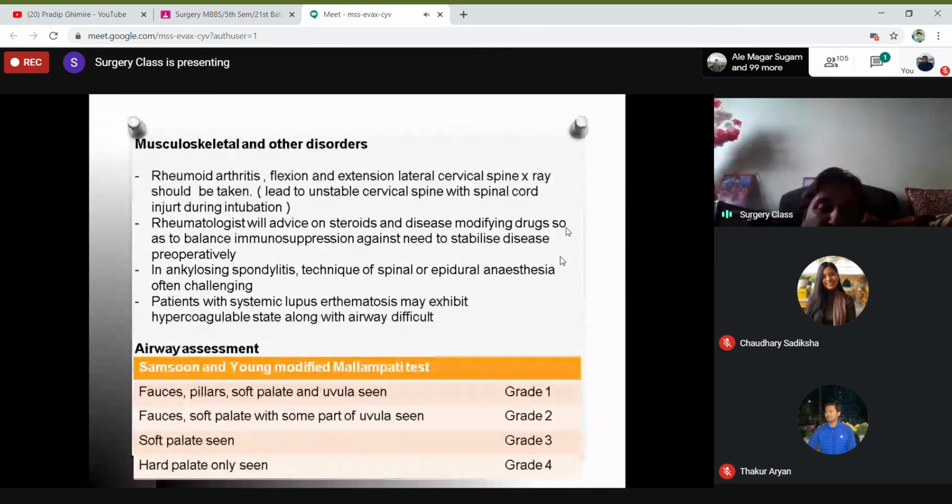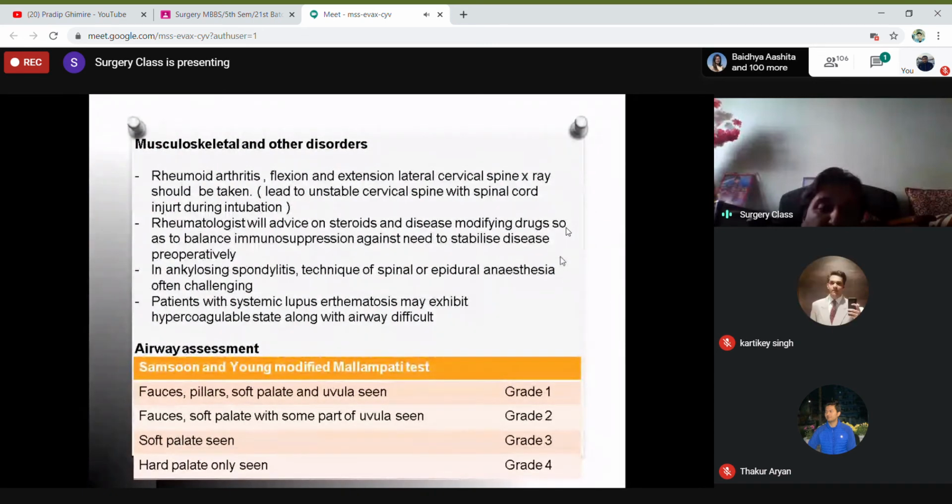Musculoskeletal and other disorders, like an unstable cervical spine. In these cases, when you do an intubation, the patient has to extend the neck. If there is an unstable cervical spine, it may get displaced and cause compression of the spinal cord, which can paralyze the patient. So whenever you talk about the cervical spine, you have to be very, very careful.